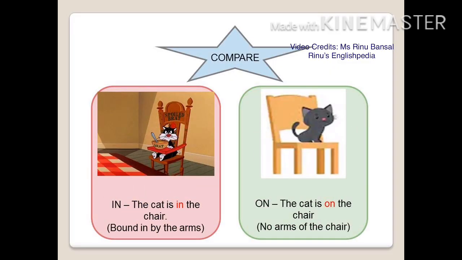Another confusion is whether we sit in the chair or we sit on the chair. Now look at the two illustrations that I have added. In the first illustration, the cat is in the chair. We have used in over here because the cat is bound by the arms of the chair and he is sitting in the middle of the chair. Therefore, we use the preposition in. In the next sentence, we can see that the cat is not bound by the arms of the chair and therefore we use the preposition on, that is, the cat is on the chair.